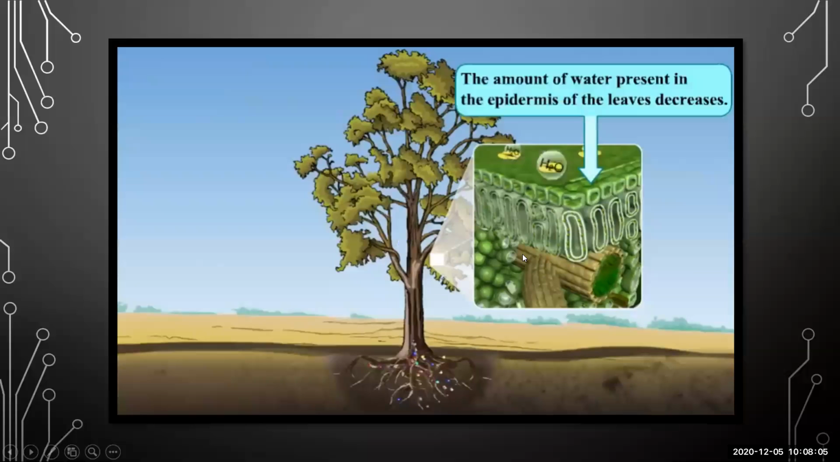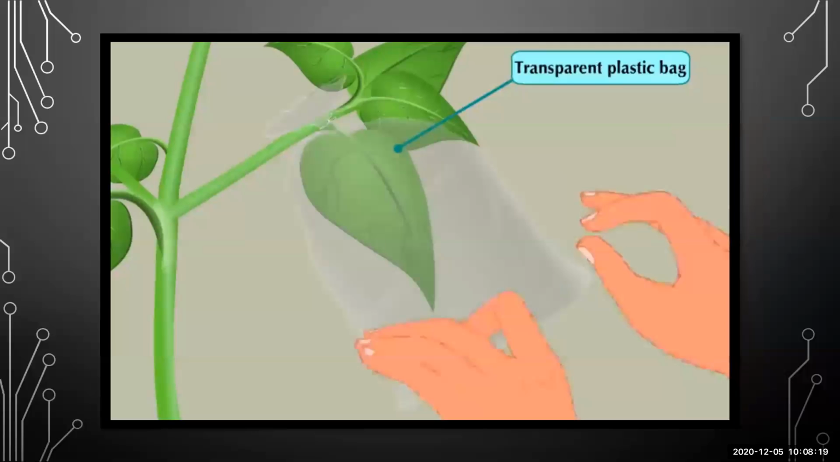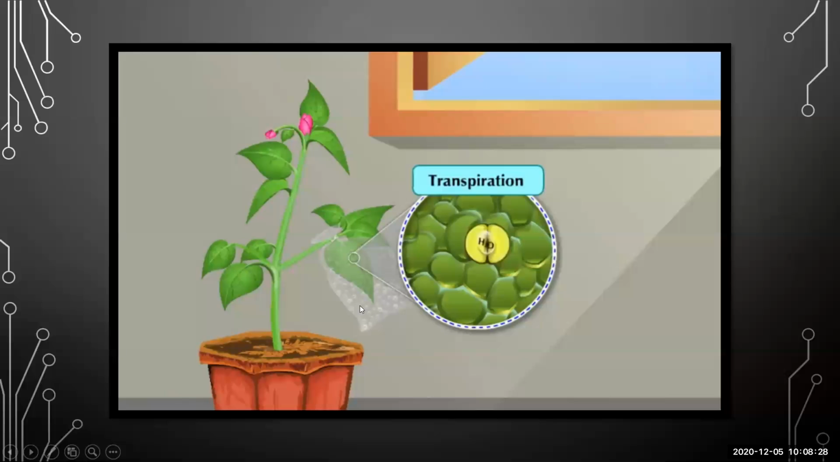The plant gives out water in the form of vapor through the stomata in the leaves, and this process is known as the transpiration pull. Now you can see here the plastic bag has been tied to the branch of the tree, and after 5 to 6 hours you can see the droplets formed on the inner side of the plastic bag. Why has this happened? This has happened due to the vapors coming out through the stomata present on the leaves of the plants, and this process is known as the transpiration pull.